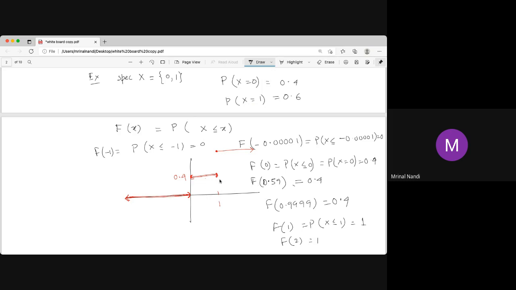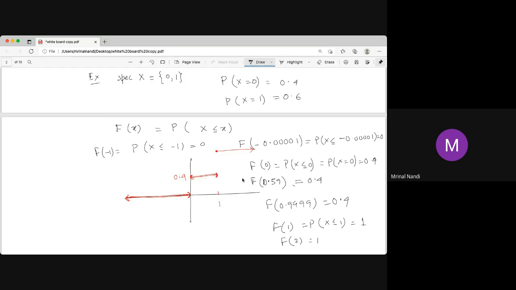So it is left discontinuous at 2 points, 0 and 1. Otherwise everywhere it is continuous, everywhere except 2 points, and those 2 points are 0 and 1. At 0 and at 1 it is left discontinuous, right continuous. So it should always be right continuous.